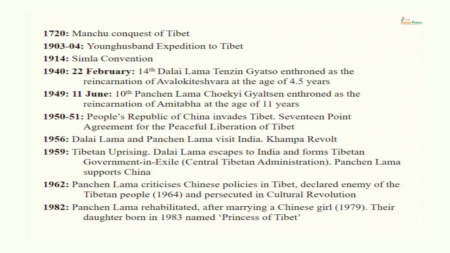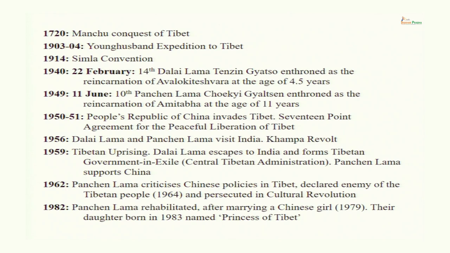And by 1959, Nehru had realized that the Chinese, after occupying Tibet, were now eyeing Indian territory in Aksai Chin and across the McMahon Line in NEFA. And so, India began to support the Dalai Lama. Because there was an uprising by the Tibetans in 1959, the Dalai Lama escaped to India, and in India, with the support of Nehru, he formed the government in exile, or the Central Tibetan Administration. While the Panchen Lama remained in China and he supported China. So, the Dalai Lama went over to India and went against China, while the Panchen Lama was pro-China.